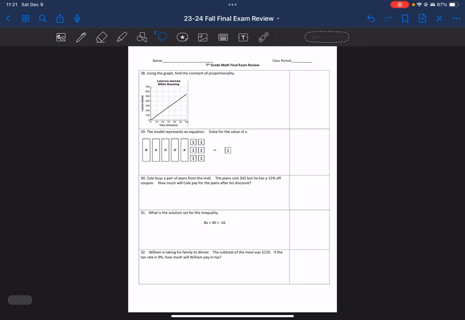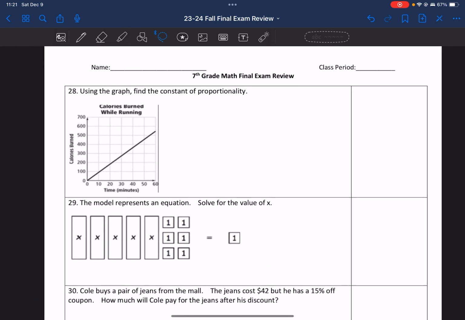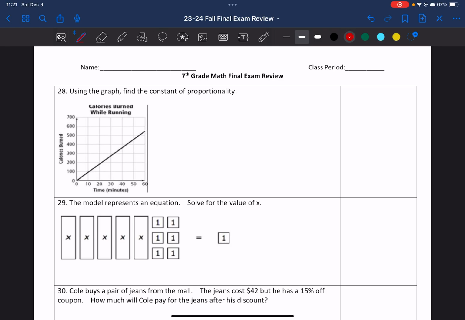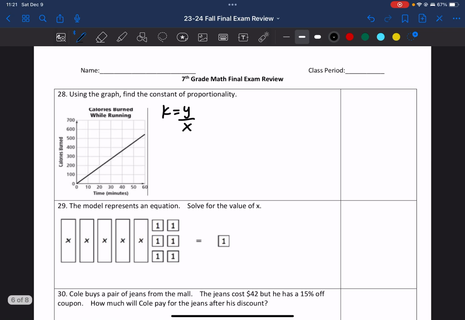So here, let's go to number 28. Using the graph, find the constant of proportionality. Remember, constant of proportionality is going to be k equals y divided by x. That means I can pick a point. So this one here, let's do 10 divided by 100.